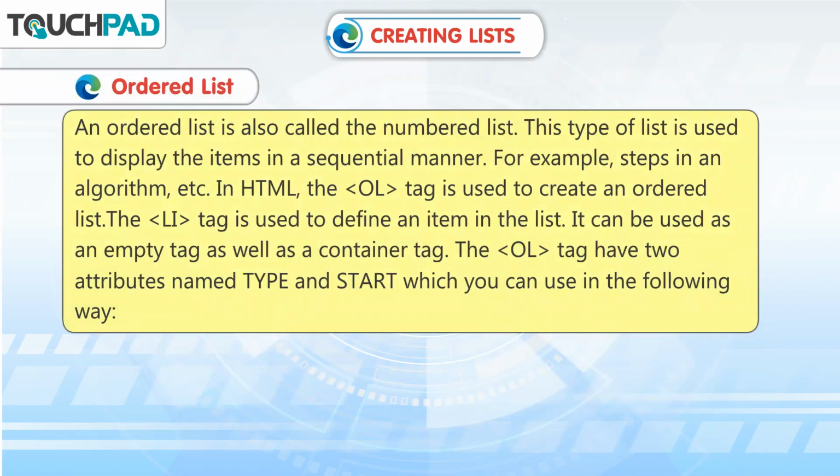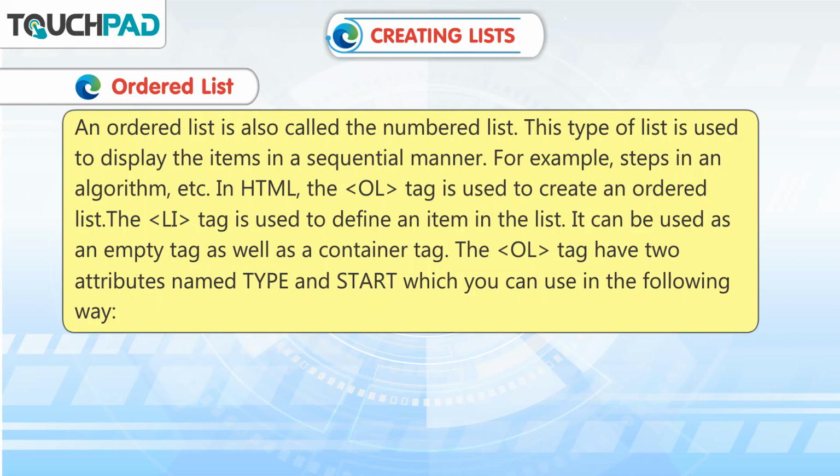Ordered list. An ordered list is also called a numbered list. This type of list is used to display the items in a sequential manner, for example, steps in an algorithm, etc. In HTML, the OL tag is used to create an ordered list. The LI tag is used to define an item in the list. It can be used as an empty tag as well as a container tag.